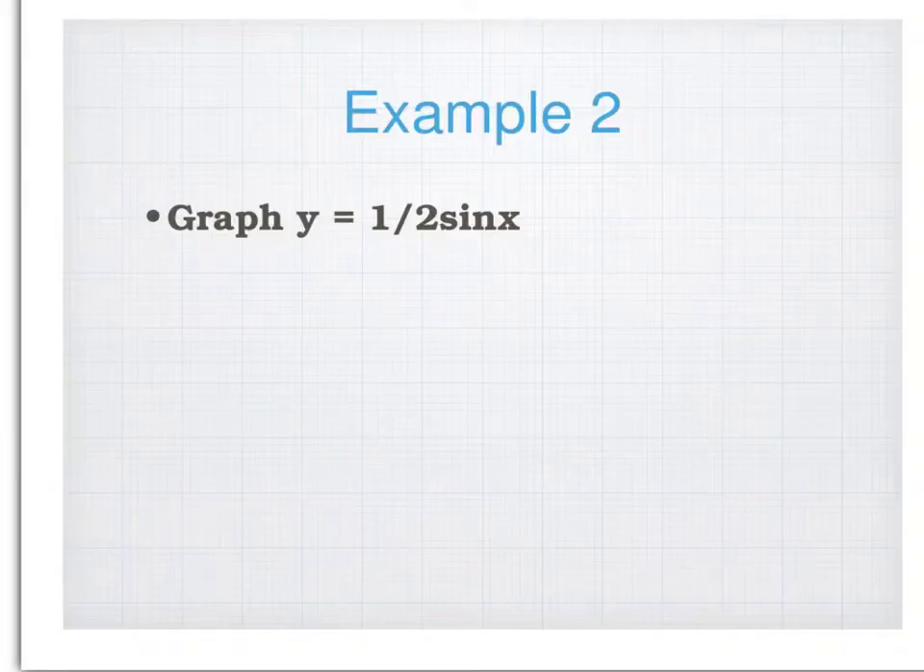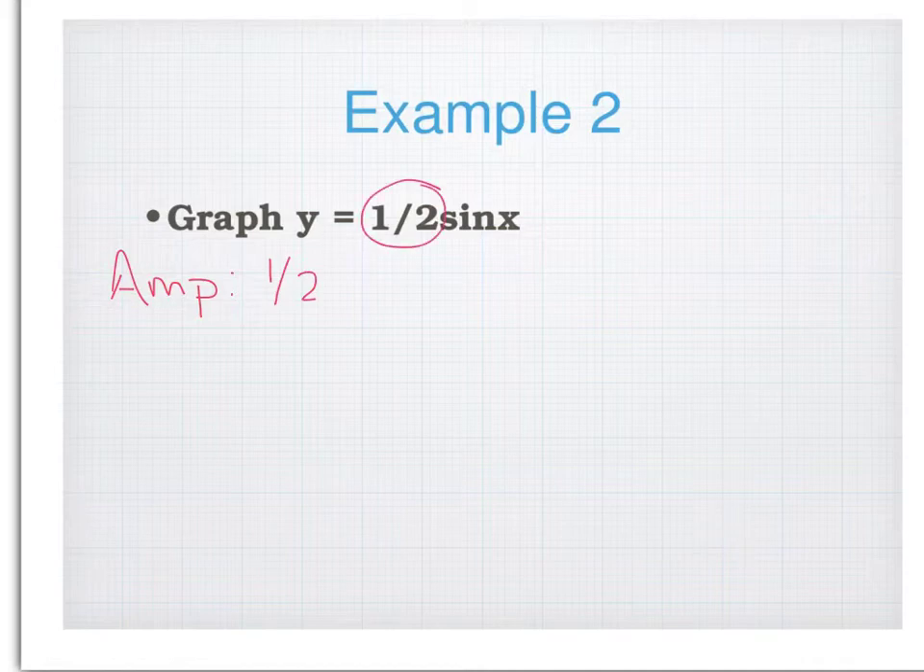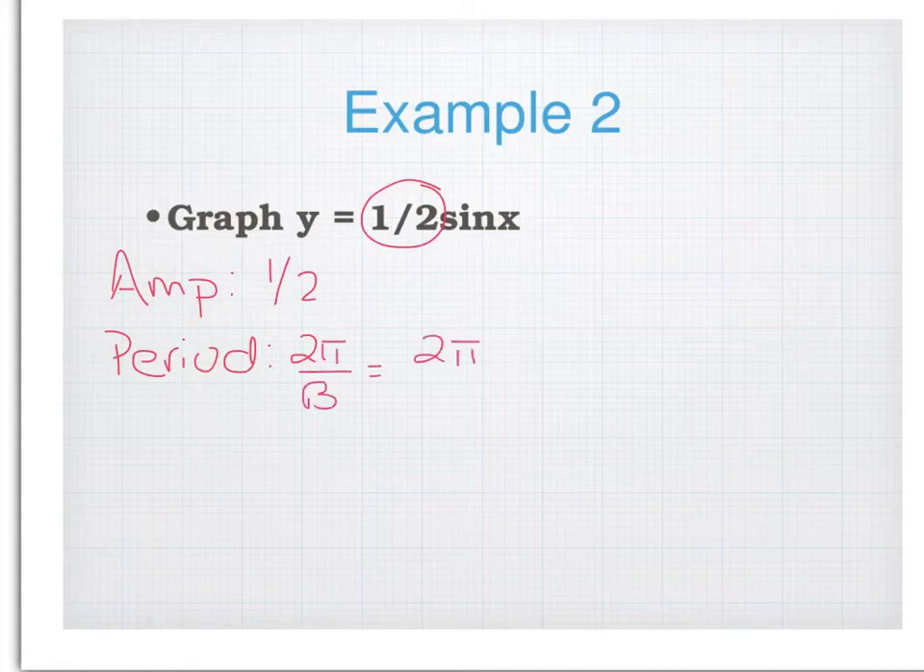So here's example number 2. We're identifying our amplitude. This was just like the previous one. There's no change in period here. Your amplitude is happening at this value, 1/2. Your period, remember, that's 2 pi over b. So here I'm putting 2 pi over 1. So your period again is 2 pi.